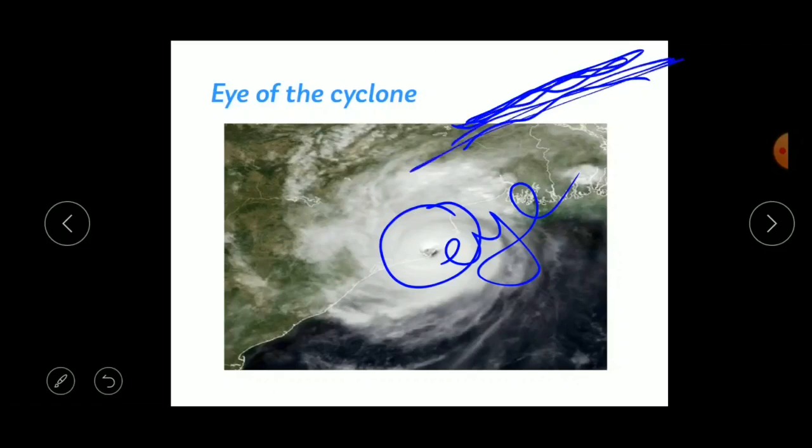Okay, so the first indication of a cyclone, as I told you, the cyclone develops over a sea or an ocean region, right? So the first indication of a cyclone can be observed when strong winds start flowing and pushing away the water from the sea shore. Okay, understood, children? This is all about the structure of a cyclone.